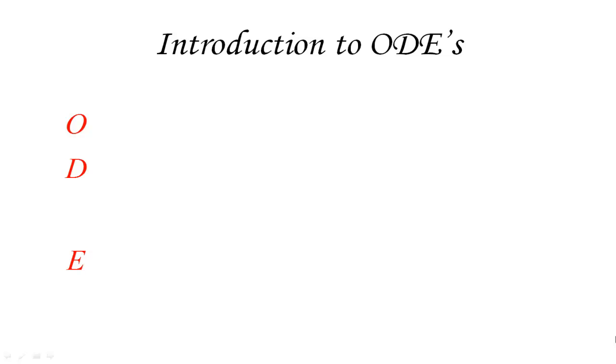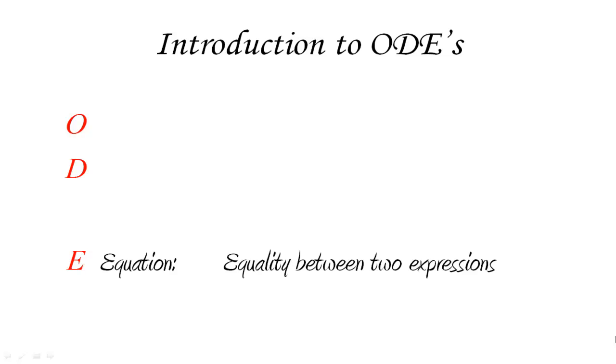So first of all, I'm going to explain to you what those three letters mean, and I'm going to do that in reverse order because I think that clarifies more easily what this expression stands for. So let's start from the E. What does the E stand for? It stands for equation. So an equation, of course, is an equality between two expressions. Nothing new. It's just an equation.